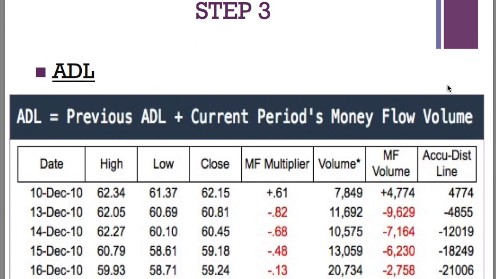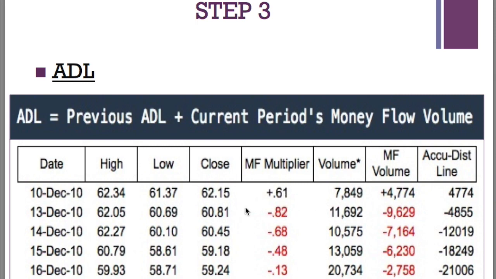How do we get the ADL? So you take the current period's money flow volume and you add to this the previous ADL, and you get the new ADL. Right? So here high, low, close. So we calculate in step 1 the money flow multiplier, and you multiply this by the volume, then you get the money flow volume. And so you start somewhere, so the money flow volume in period 1 is also the ADL from period 1.